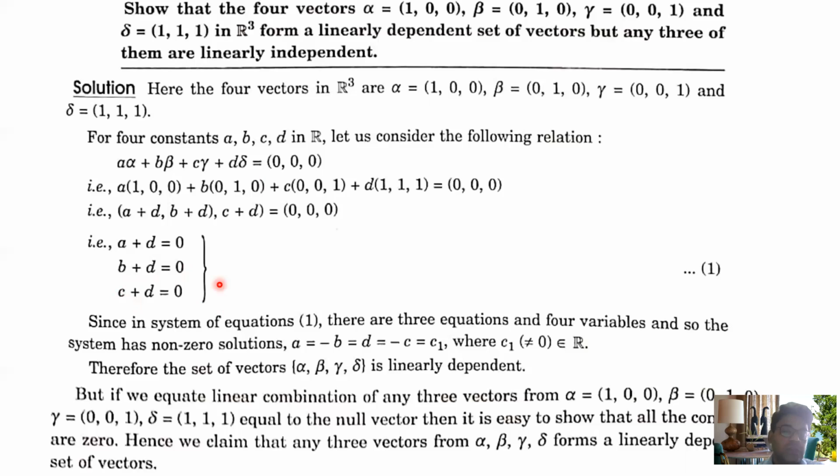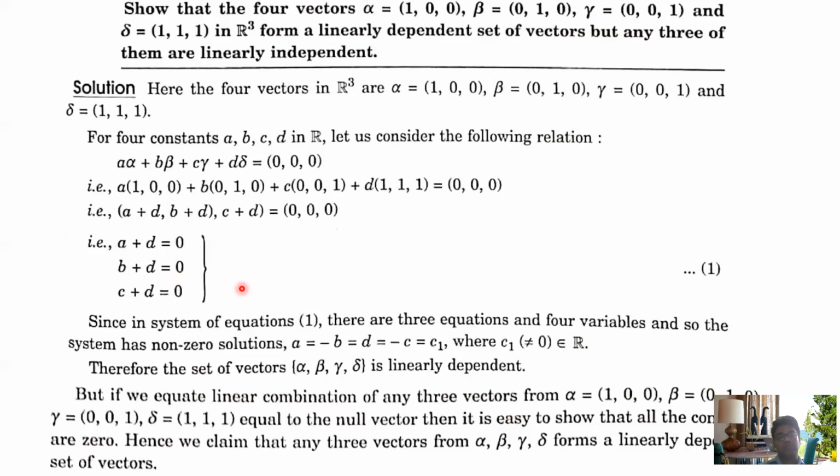Okay, so there are four unknowns and three equations. From here it is clear from the Gauss elimination method that if the number of variables is higher compared to the number of equations, then we can express one variable in terms of another, so that means we can't prove that all A, B, C are 0.